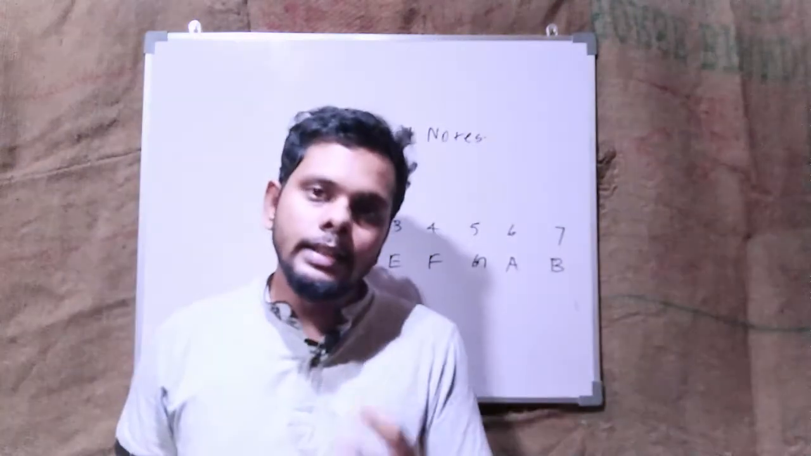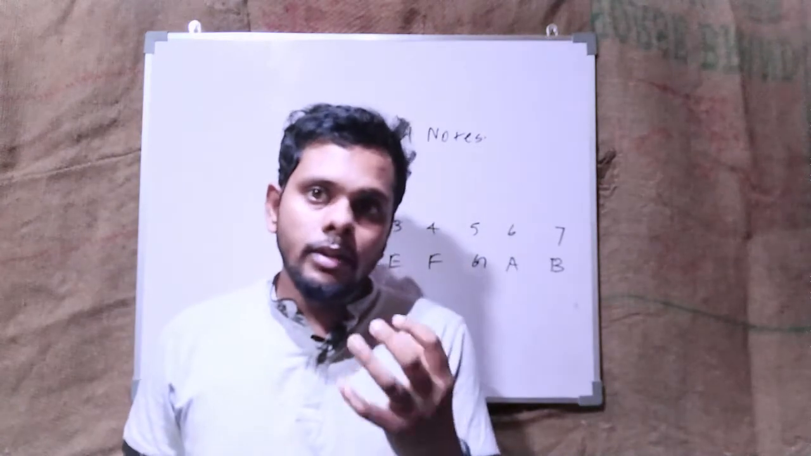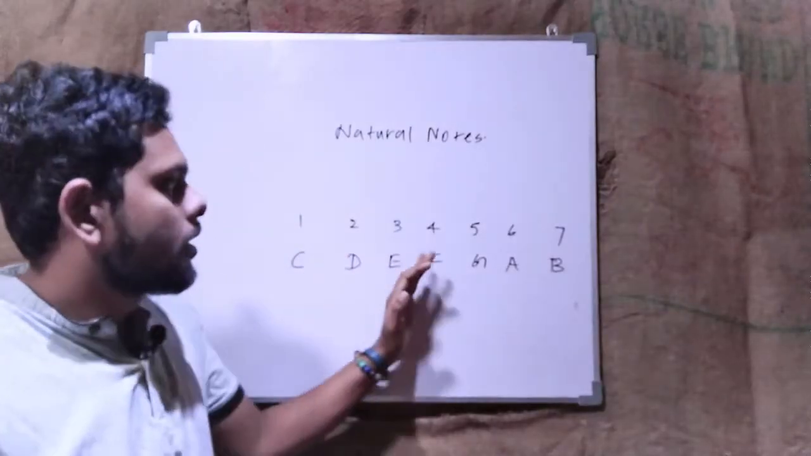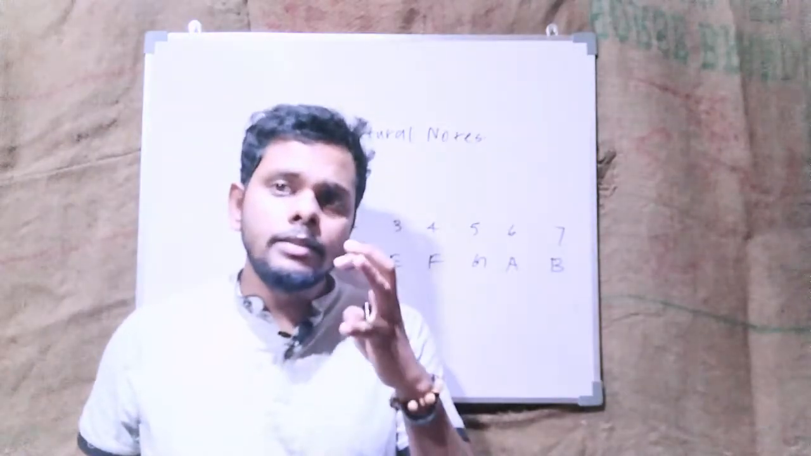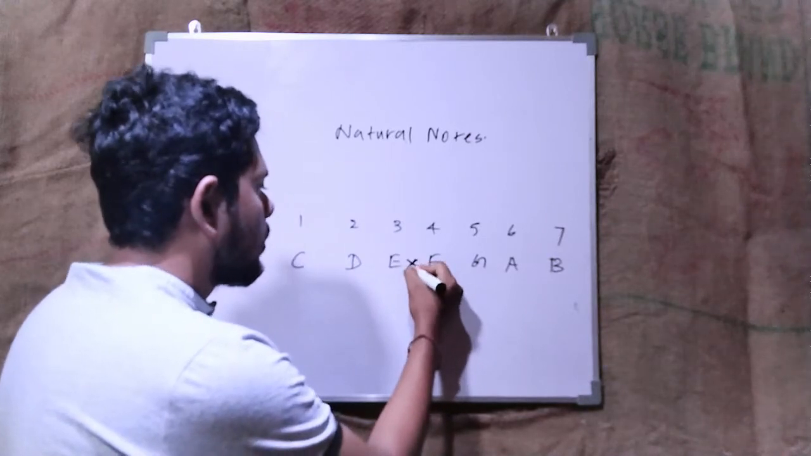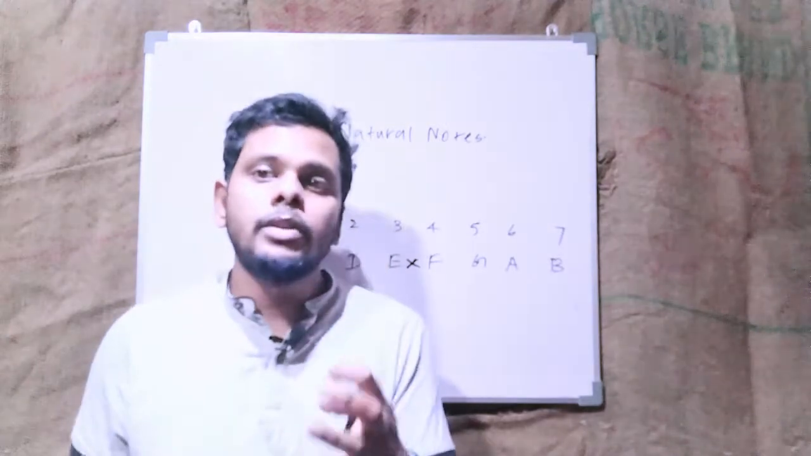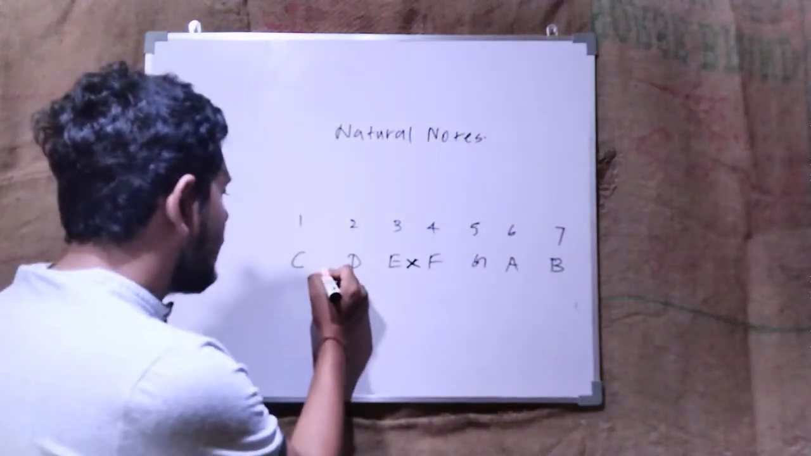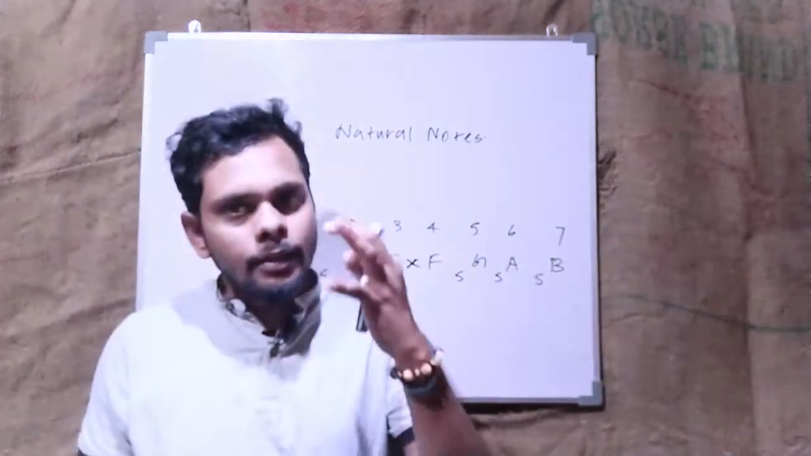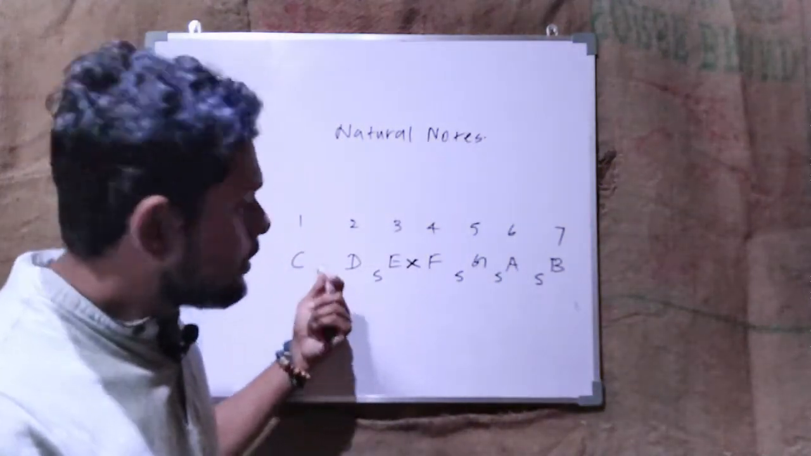And I also said earlier there are 5 distorted notes. These distorted notes are located between natural notes. But keep in mind that there is no distorted note between E and F. Let's name those 5 distorted notes. There are 2 symbols used to identify these distorted notes.